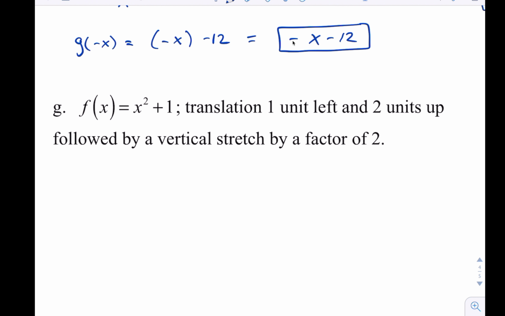Okay, the next one, x squared plus 1. So we have a translation 1 unit left. That's going to make me do x plus 1 squared. And I'm still going to leave the plus 1 there at the back because that was part of my original. So that part is done.